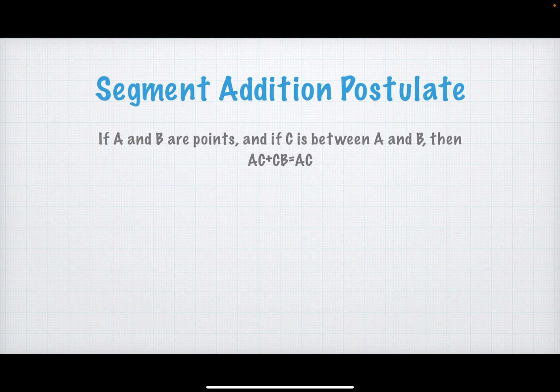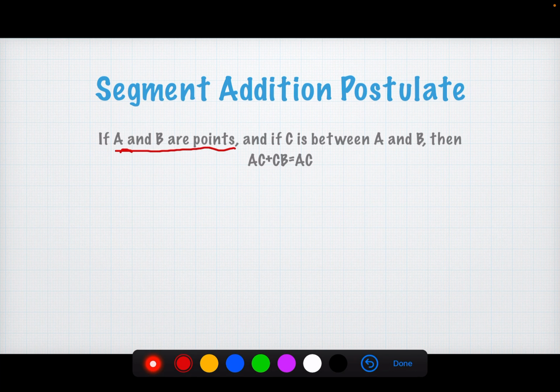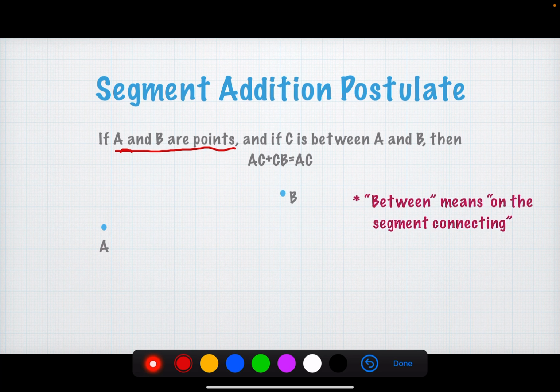So the segment addition postulate says, if A and B are points, and C is between A and B, then AC plus CB equals AB. Let's unpack that. Let's start by thinking if A and B are points. So here are our points A and B. Now, what does it mean that C is between A and B? Well, in geometry, it means something very, very specific. It means it's on the segment connecting A and B. So here's segment AB, and here's C.